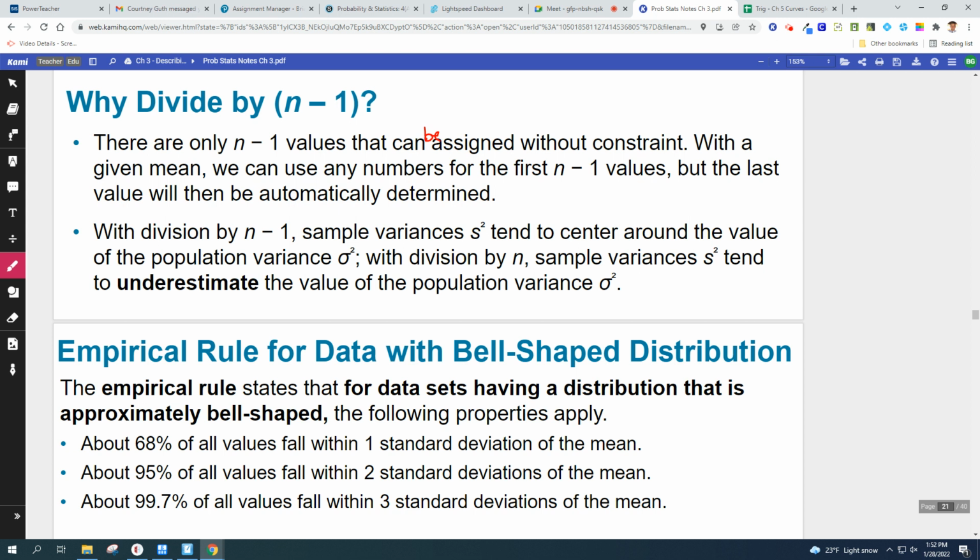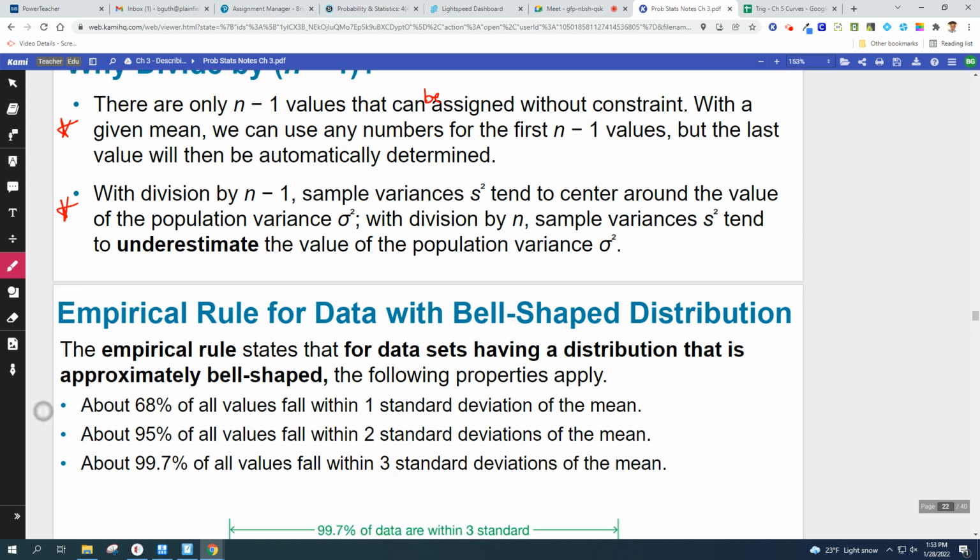With division by n minus 1, sample variances tend to center around the value of the population variance. With division by n, sample variances tend to underestimate the value of the population variance. Again, I think both of these paragraphs are pretty hard to read. Anytime you come across something that you don't understand the first time, you better read through it 2, 3, 4 times. Read through that a couple of times, try to understand that.